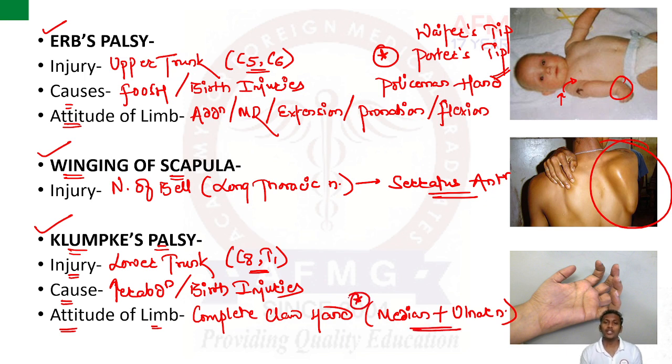Isolated ulnar nerve injury leads to a partial claw hand. That was a picture in December right now. So please remember, this is a complete claw hand seen in Klumpke's palsy. Now, Erb's palsy has a good prognosis. It is more commonly seen. On the other hand, Klumpke's palsy has a poorer prognosis and it is less commonly seen. So please remember, these are the three important applied aspects you need to remember.